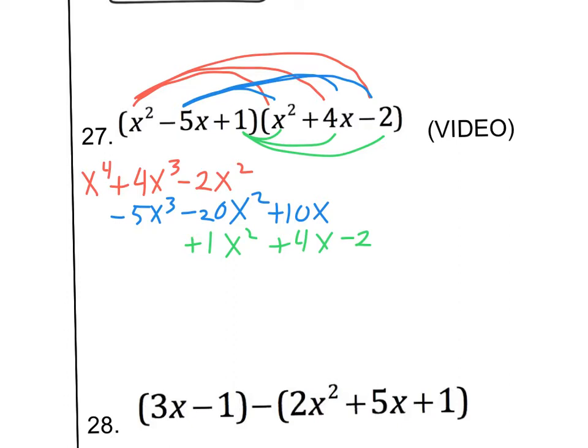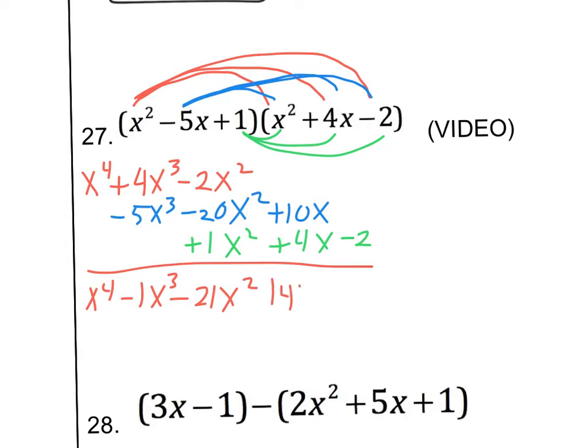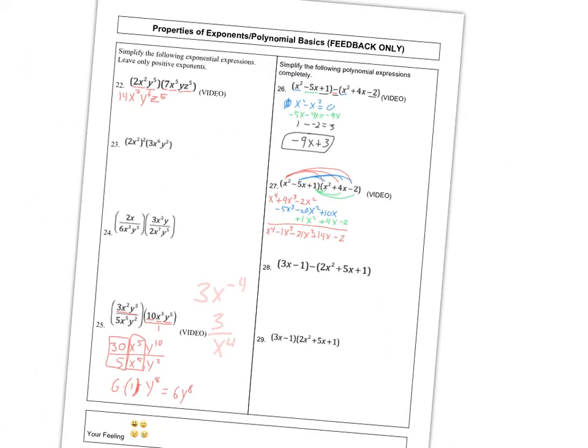I'd like you to notice that I lined these up based on whatever the exponent was, so we have some like terms. When I add these, we get x to the fourth. 4 minus 5 would be minus 1x to the third. Minus 20 plus 1 would be minus 19x squared. Then 14x and minus 2. At this point, you are done. There's nothing left to combine.